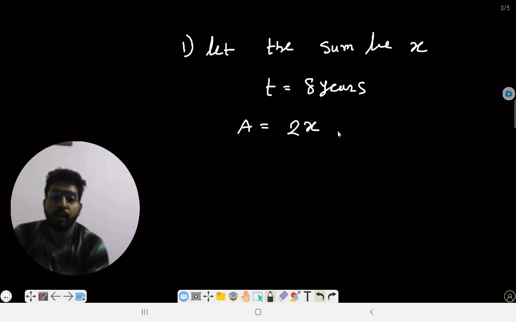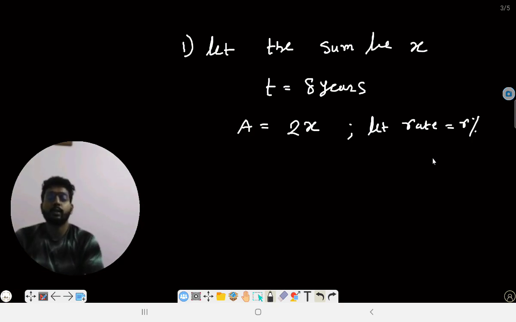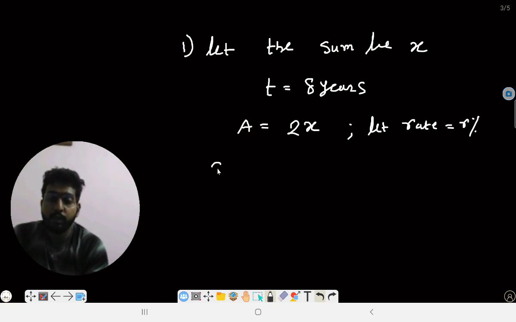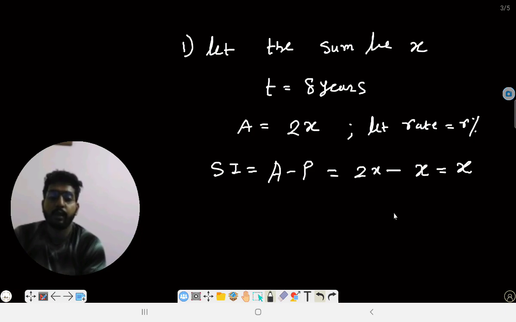Now here we don't know the rate also, so let the rate equal R. The rate percentage will be R percent. Now first you have to find SI. Simple interest will be amount minus principal. Now the amount is 2x, the principal is x, so 2x minus x is x. So here simple interest is x.